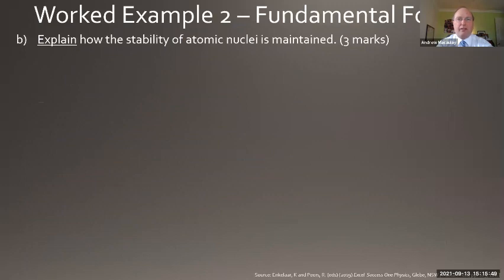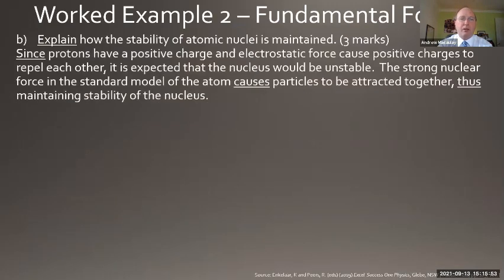So how do we explain the stability of the atomic nuclei, how it's maintained? Well, since protons have a positive charge and electrostatic force causes positive charges to repel each other, it's expected that the nucleus would be unstable. It'd fly apart. The strong nuclear force in the standard model of the atom causes particles to be attracted together, thus maintaining stability of the nucleus.